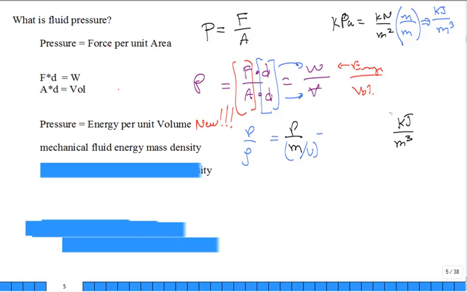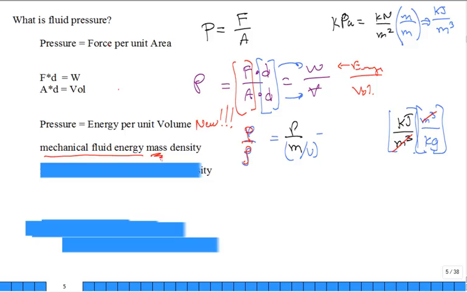And if we chase our units, we have kilojoules per meter cubed for the pressure. We divide it by the mass density, kilograms per meter cubed for the units on that. What units? The meter cubed cancel, what are we left with? Kilojoules per kilogram. So when we see this ratio of pressure divided by mass density, it's energy per unit mass. It's the mechanical fluid energy per unit mass.